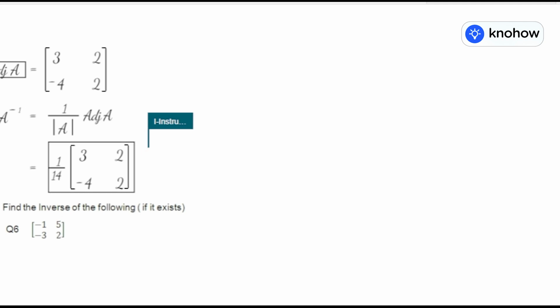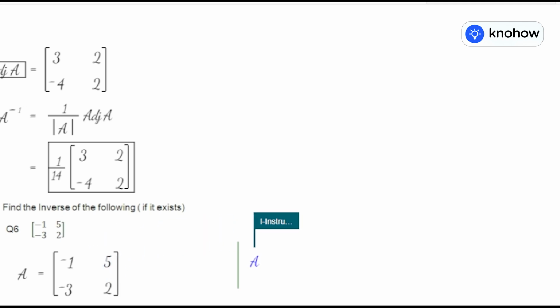Find the inverse of the following matrix. The given matrix A is minus 1, 5, minus 3, 2. What is the definition of A inverse? It is 1 by determinant A into adjoint A. So we need to find determinant A and adjoint A. If determinant A is non-zero, only then should we proceed further. Otherwise, the inverse will not exist.